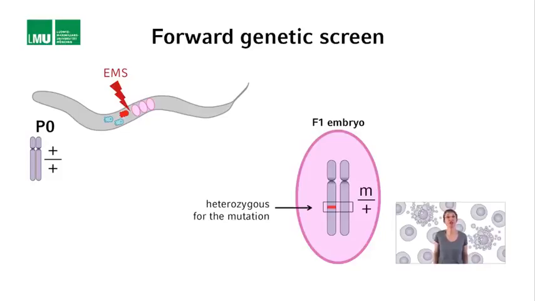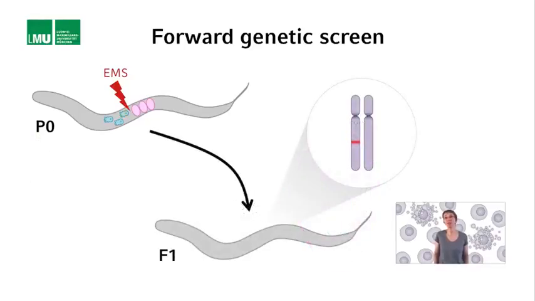Since most mutations are loss-of-function mutations that behave in a recessive manner, these F1 animals most likely do not exhibit any mutant phenotypes. To see mutant phenotypes, their progeny, the F2 generation, needs to be examined and screened. Often the F1 hermaphrodites are singled out on individual Petri plates for this purpose and allowed to self-fertilize again.